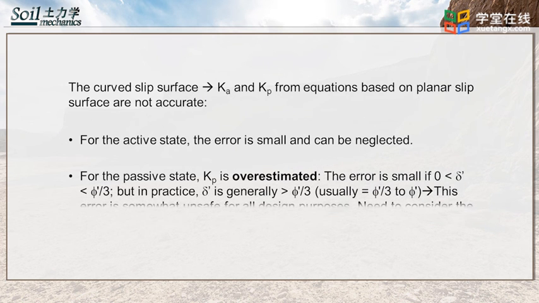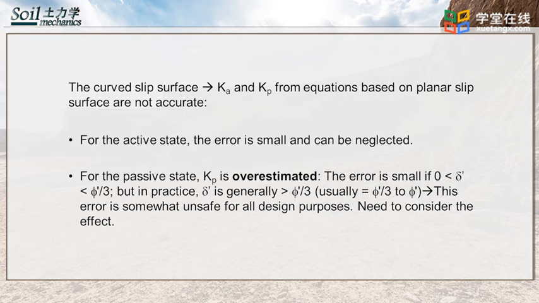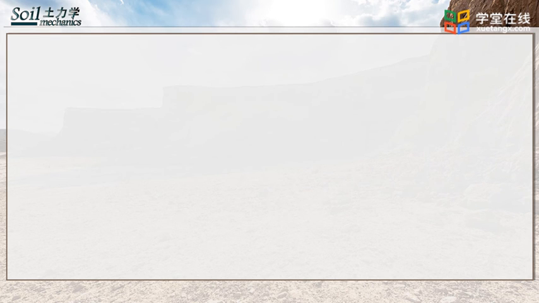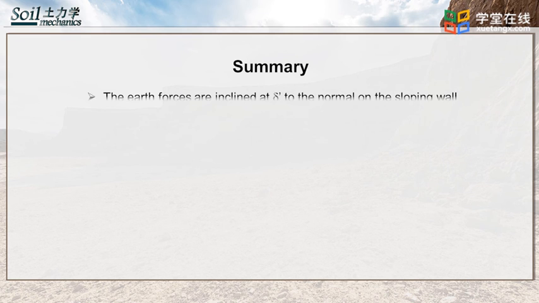The error is small if delta prime is greater than 0 and smaller than 1/3 of phi prime. But in practice, delta prime is generally greater than 1/3 of phi prime. This error is somewhat unsafe for design purposes, so we need to consider the effect. Generally, the earth forces are inclined at delta prime to the normal on the sloping wall face.